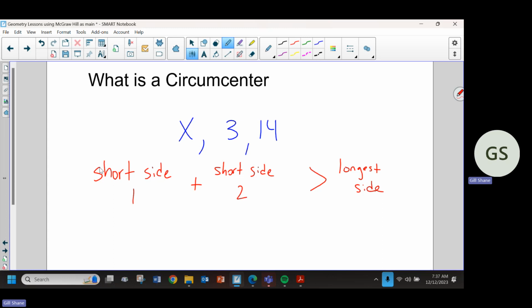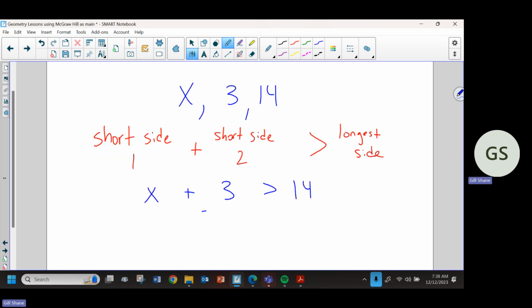So maybe X is one of the short sides. If X is one of the short sides for this problem, what's the other short side? Yeah, 3 has got to be short, right? 14 can't be here because 3 wouldn't be the longest side. So that's greater than 14. Now you just solve. To solve for X, we subtract 3, and we get X has to be greater than 11.